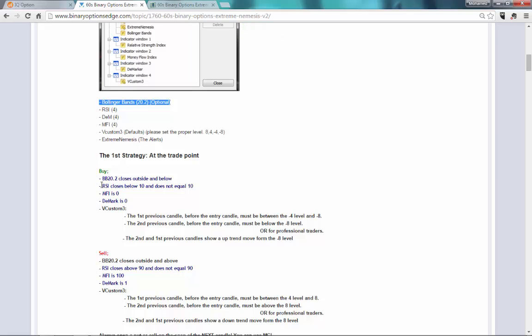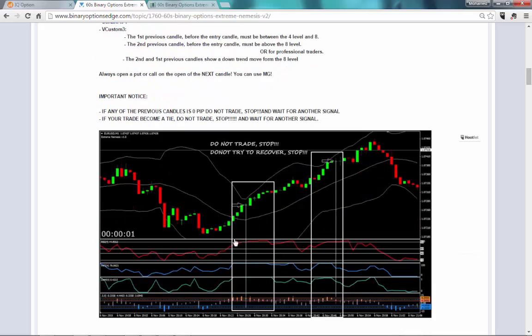The RSI is the same for buying, below 10. MFI is 0, money flow index is 0. The DMARK is 0. And we have the value chart. This value chart, I actually took it from someone. I do not remember his name, but he's the one who shared it with me, and I really need to give him the credit for it. He shared this indicator with me, and I started studying it by doing this.